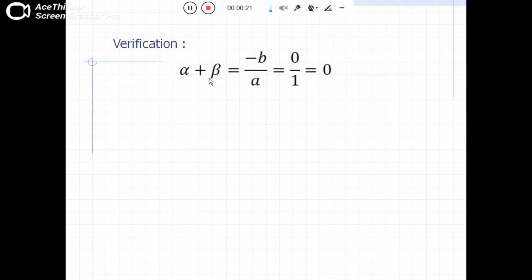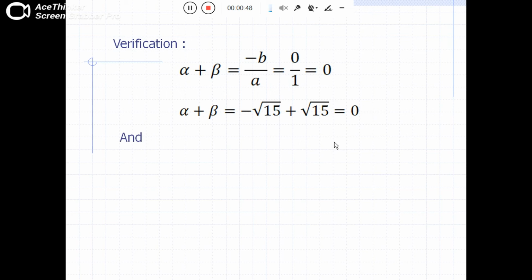Alpha plus beta equals minus b upon a. The value of b is 0, so 0 upon a is 0, you got 0. Now from this, the values of alpha and beta: alpha is minus root 15 and beta is plus root 15. Minus root 15 plus root 15 equals 0. So in both the conditions the value is 0, so it is verified.